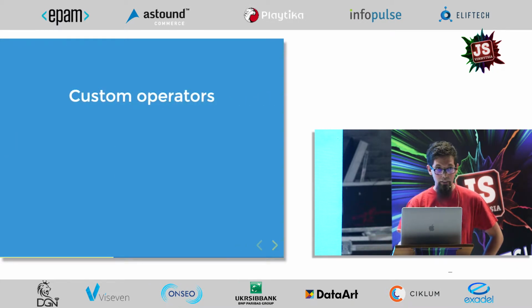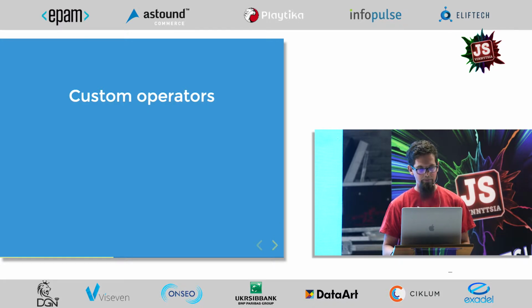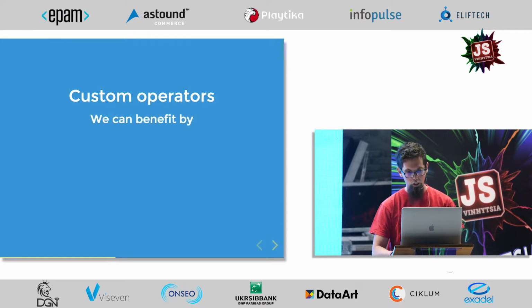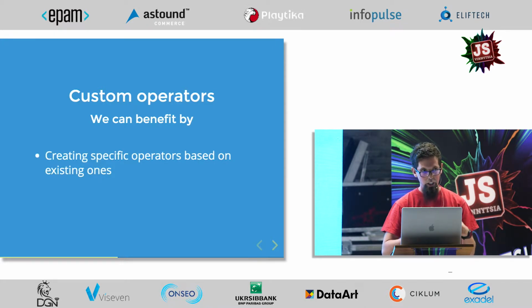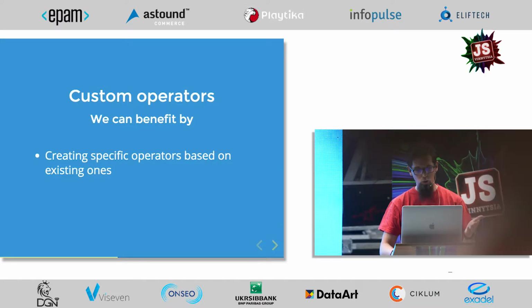But we can benefit from even the simplest things, like extracting the logic of the operator that is already there to make it more readable for us. So, for example, we don't want to use map, but we want to use multiply. So it's more descriptive of what we want to achieve. So we can create specific operators based on existing ones to make them more applicable to our code base.